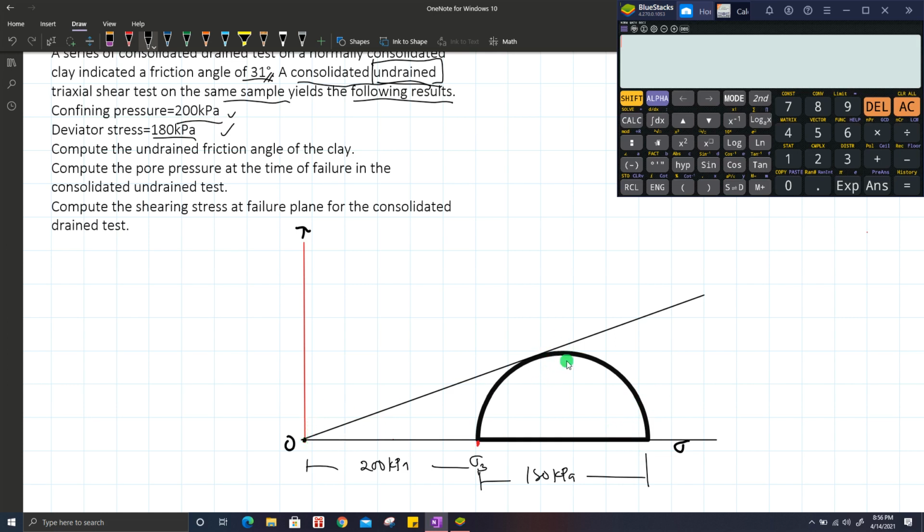So drawing ulit kayo ng Mohr circle, tapos may failure envelope, plot natin yung given. So itong circle na to ay sa undrained condition siya. Okay? It is an undrained condition. Now, yung mga values natin, sigma 1, sigma 3, nasa undrained condition siya.